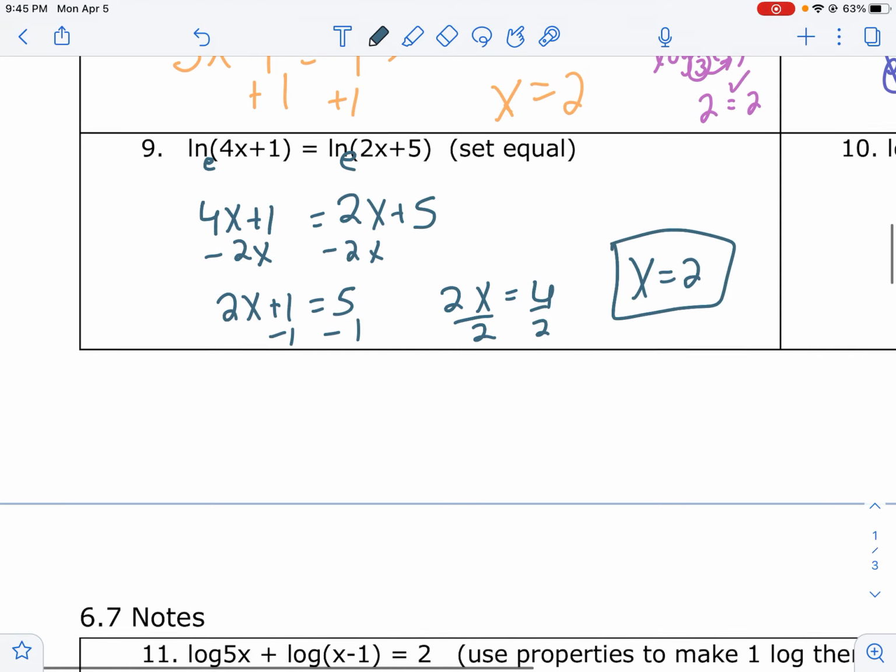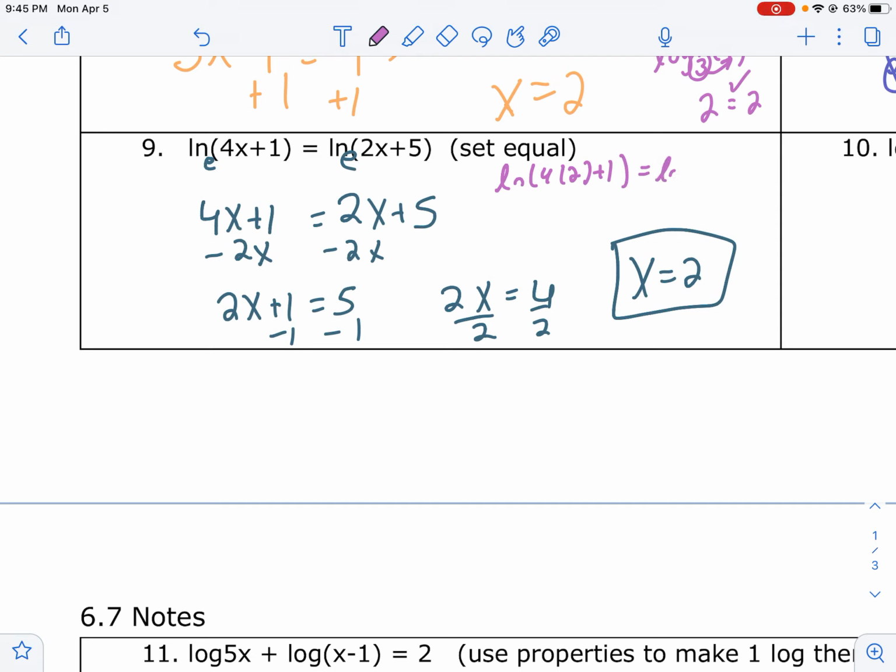All right. And you can always check this one, right? You plug this in, you say natural log of 4 times 2 plus 1. Is that equal to the natural log of 2 times 2 plus 5? So that's going to be natural log of 8 plus 1, and this is natural log of 4 plus 5. Those are both 9, so they check out.